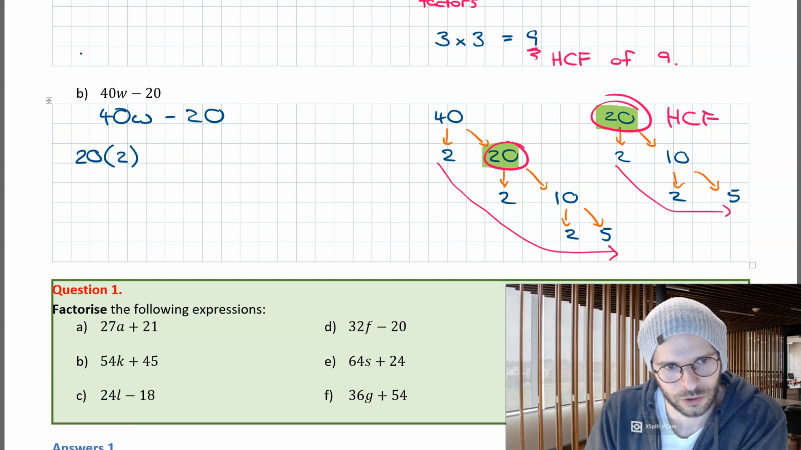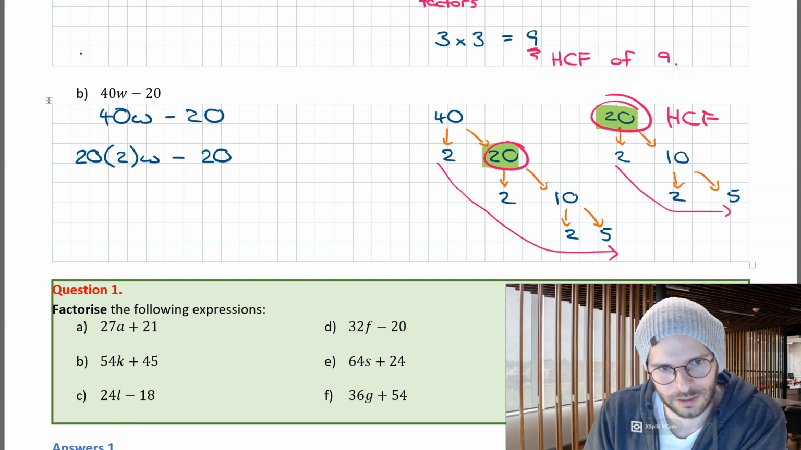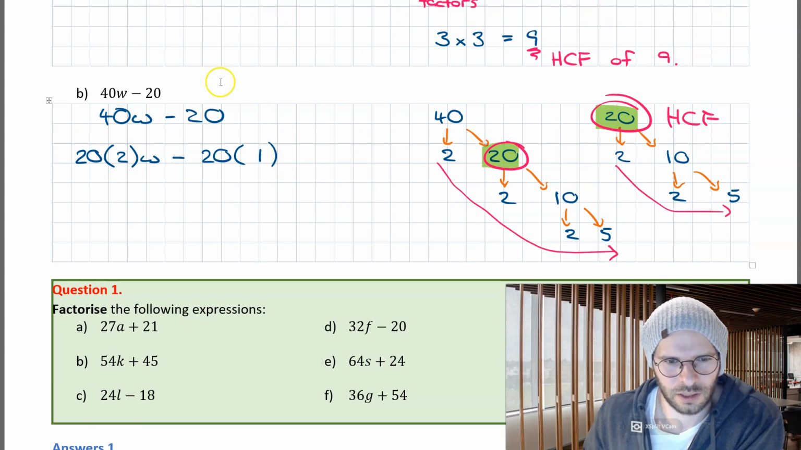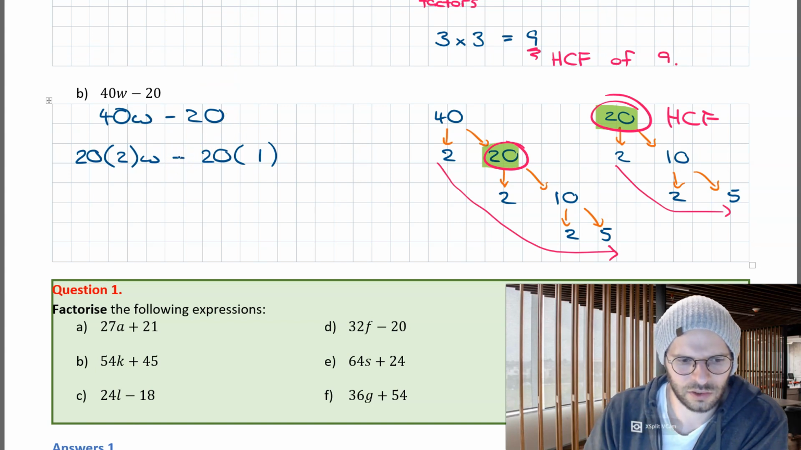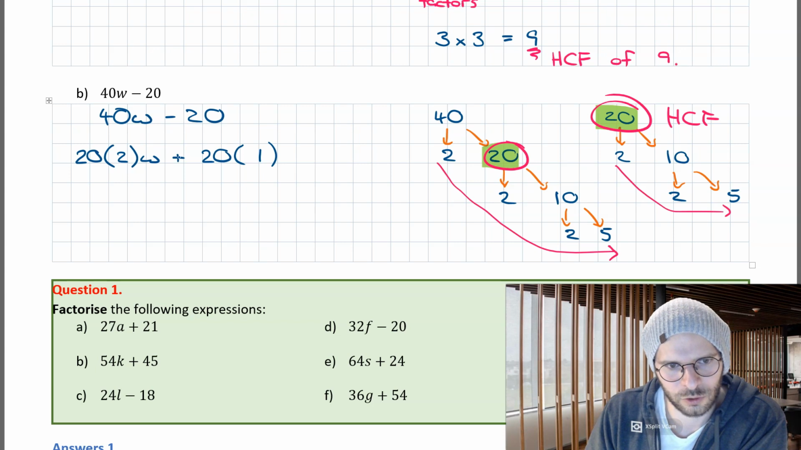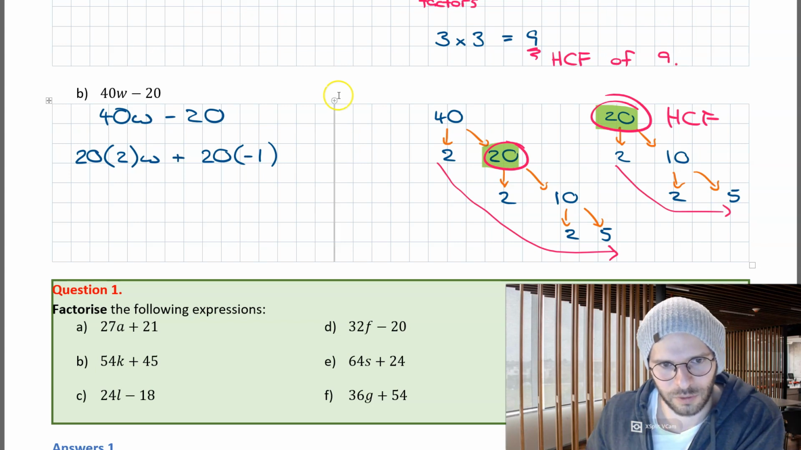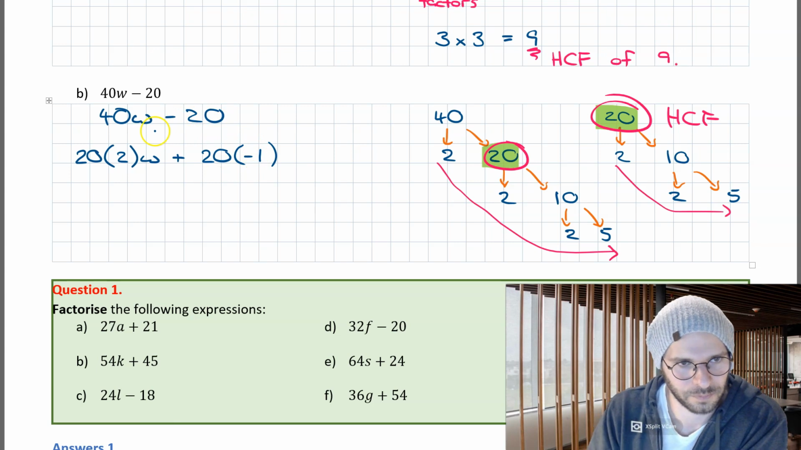Next, I put down 20, which is my highest common factor, and then I divide 40 by 20. That's going to give me 2W. Minus 20. What happens if I divide 20 by 20? I get 1. Next step, I have a look and I can see that I've got a negative here which I don't really like. So rather what I'll do is I'll turn that into a positive and stick the negative on the 1. So when I divided here, I said 20 divided by 20, which gave me -1 left over.